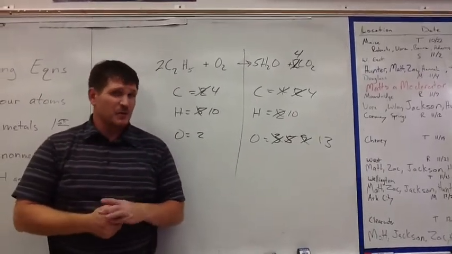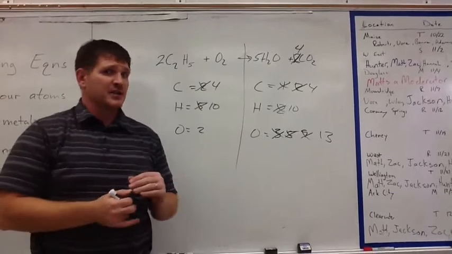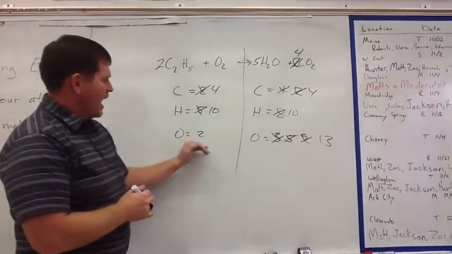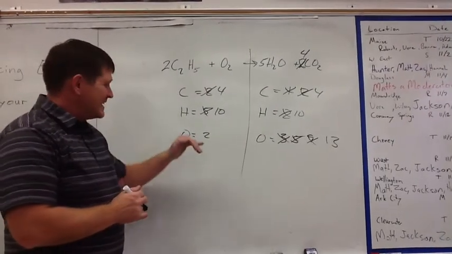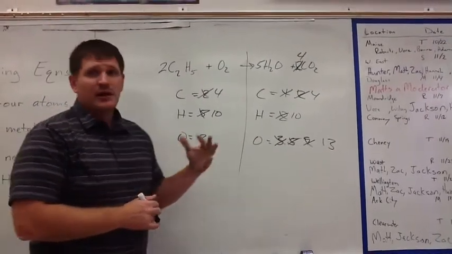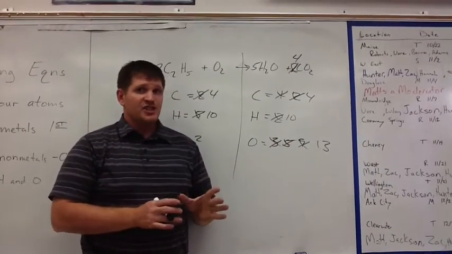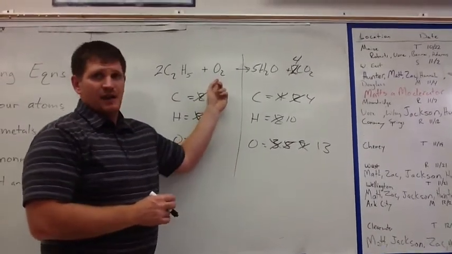Okay, it's not going to be some of the worst problems you're going to see, but it is a pretty tough one. Now, I have 13 oxygens. I have 2 oxygens over here. I need to get an oxygen number that is 2 to equal 13. So that's the only thing that's changed. Now you'll notice oxygen is all by itself.